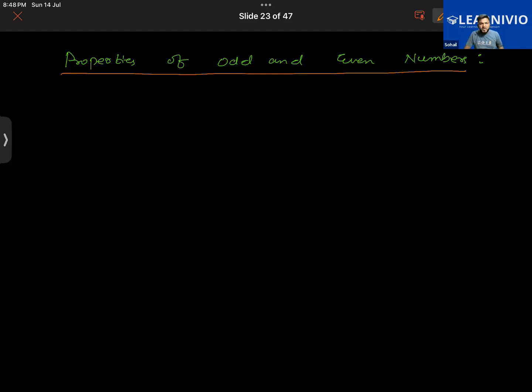We learned how to find common factors of two given numbers, and how to find lowest common multiples and highest common factors of the given numbers. We also learned about some special numbers like composite numbers and prime numbers. Today we would be learning about some important properties of numbers, like even and odd numbers.